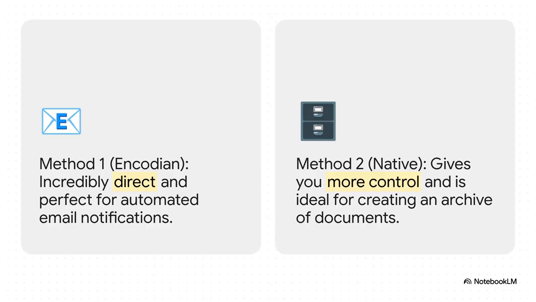So, how do you choose? Well, method 1 with Encodian is super direct and simple. It's perfect for things like automated email notifications. Method 2, the native way, gives you a bit more control and is absolutely ideal for building a document archive without needing any external tools. Really, the best method just depends on what you're trying to do.